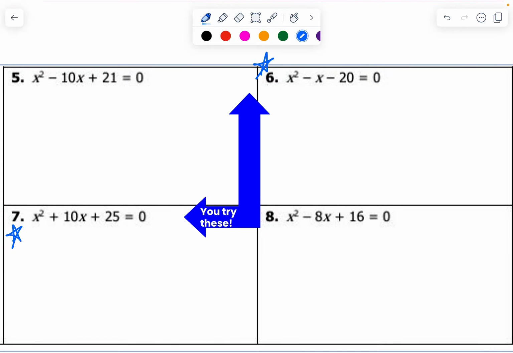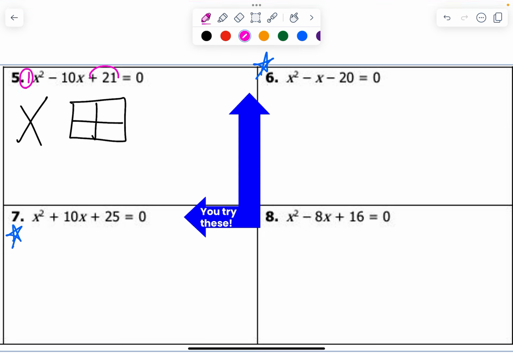Let's jump into it. X squared minus 10x plus 21. Do they have a greatest common factor? Nothing bigger than 1. Is A negative? No, it's not. I'm ready to move in to the X box.